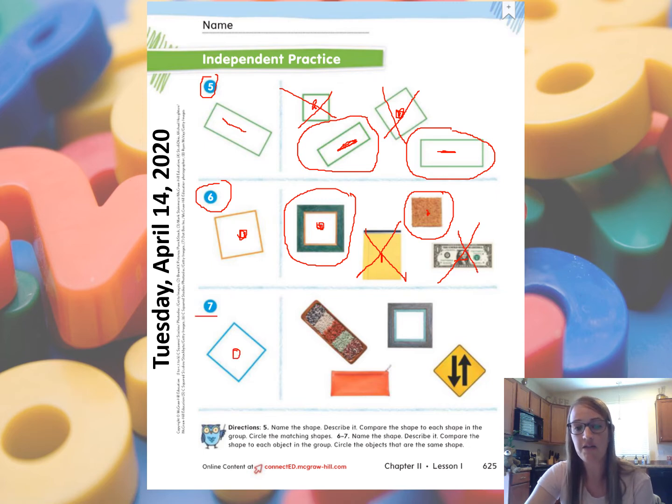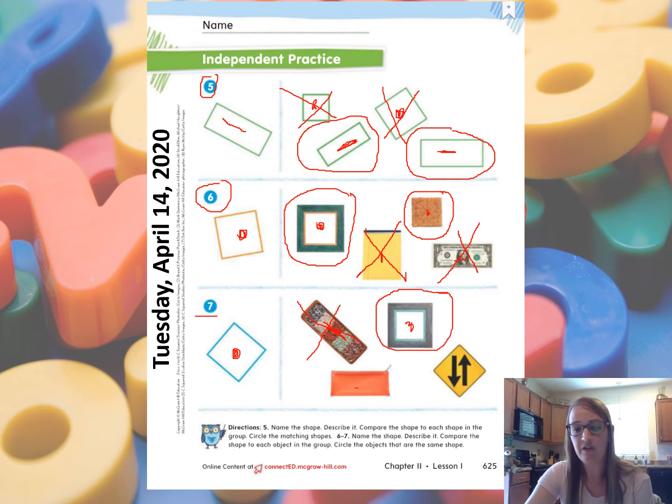Tell me the name of the shape, kindergartners. It's a square. Good job. Is this tilted a different direction than it was in number 6? Let's look at the objects. This rug right here. Is this a square? Nope, it's a rectangle. How about the picture frame there? Is that a square? Yes, let's circle it.